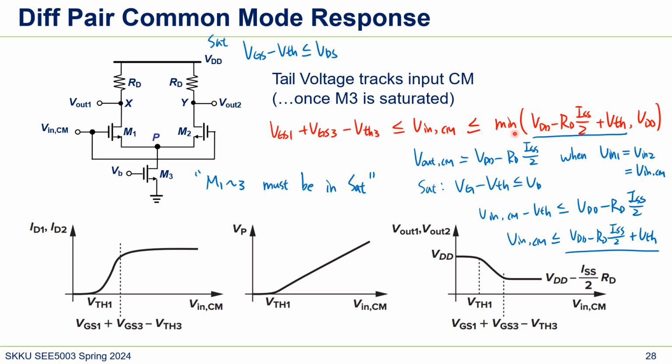Then why do we use this min value? Because sometimes this can be larger than VDD. If this is larger than VDD, then we cannot make Vin larger than VDD, right? So that's why we just pick the smaller value between the two.